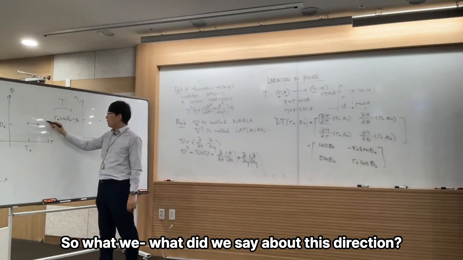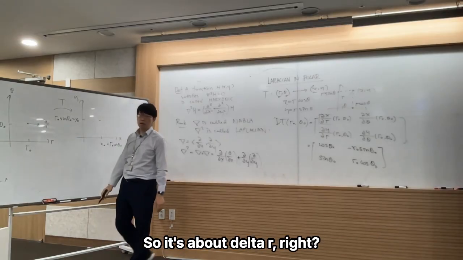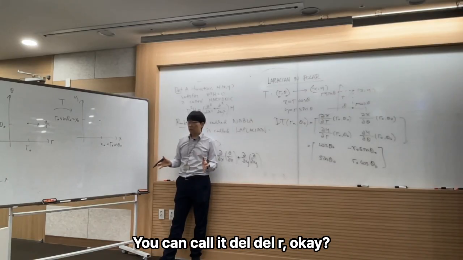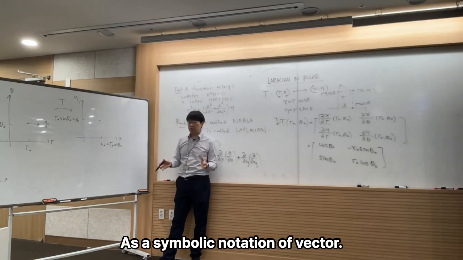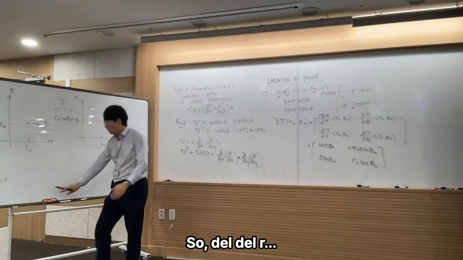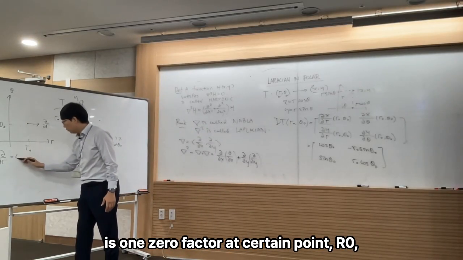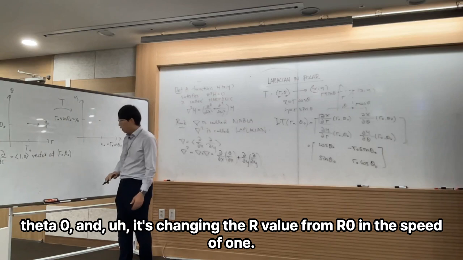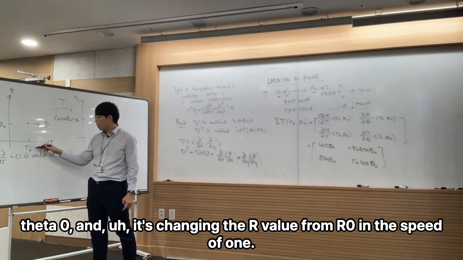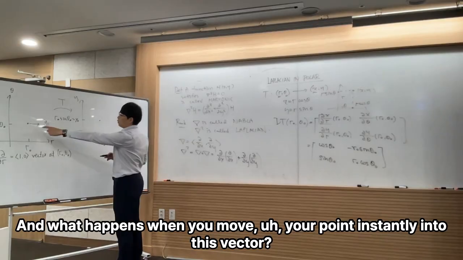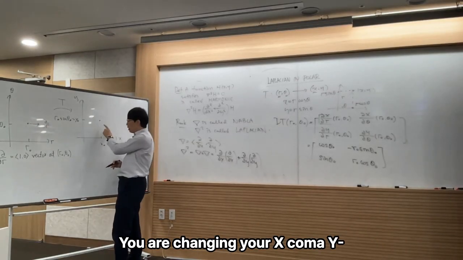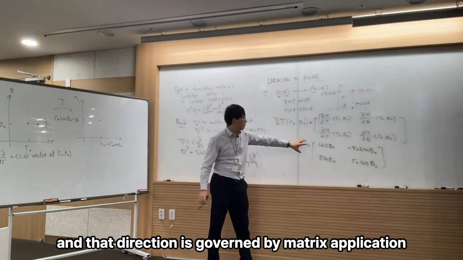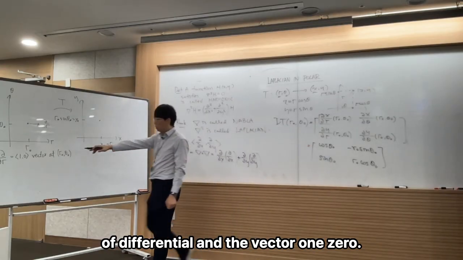And you know it's going to x0 and y0, where x0 is r0 cosine zeta 0 and y0 is r0 sine zeta 0. And this differential gives the instant movement of the output space according to the input space, right? So what happens when I move along this r direction? So it's about del r, right? If you're moving at unit speed along the r direction, you can call this del r, as a symbolic notation of a vector. So del r is the vector 1, 0 at the point r0, zeta 0, and it's changing the r value from r0 at a speed of 1.